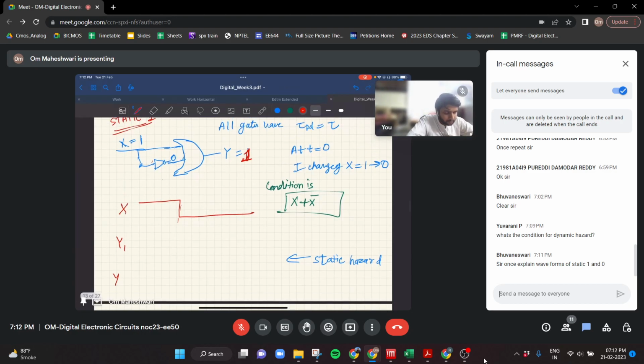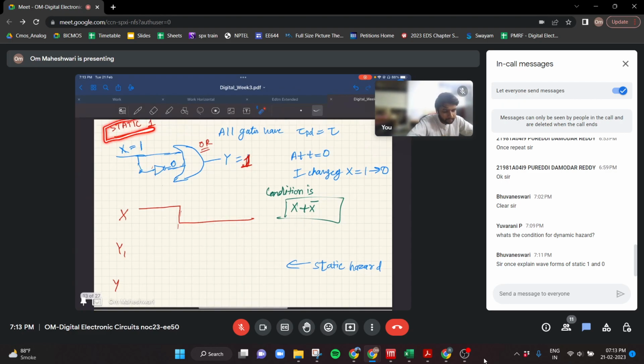Okay, and ideally, if you see, this is an OR gate, right? So for an OR gate, if any of the inputs is 1, if either this is 1 or this is 1, output will be 1. So if I give even x equal to 0, this will become 1 and output will always remain 1. So output should always remain 1, right? That is why it is called static 1. It's always 1.